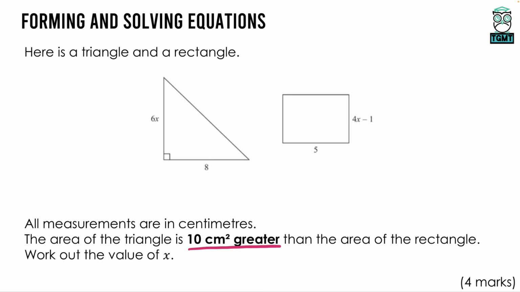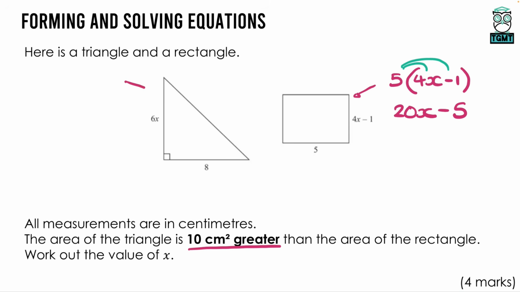The rectangle, possibly the easier one, because it's just length times width. Now, if we have a length of 5 and a width of 4x minus 1, typically I would write that as a single bracket. So 5 multiplied by 4x minus 1. Now, if we expand that bracket, relatively quick for us to do there. 5 times 4 is 20, so 20x, and 5 times 1 is 5, keeping that symbol as a negative. So 20x minus 5, and that's an expression for the area of the rectangle.